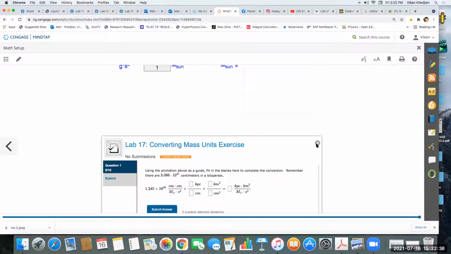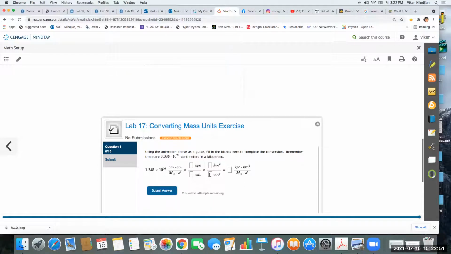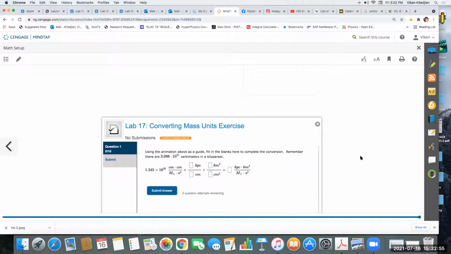Oh, that was in the previous page. Oh, no, here. It's giving it to us: 3.086 times 10 to the 21 centimeters. So you put that here, and then that's 1 kiloparsec. And then here, centimeters squared to kilometers squared. How many centimeters squared would it take to make 1 kilometer squared?